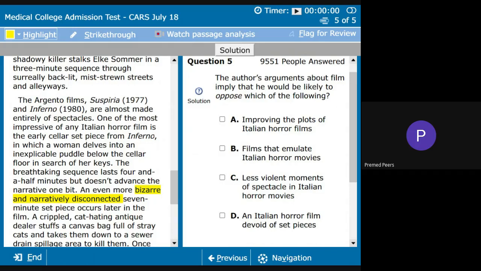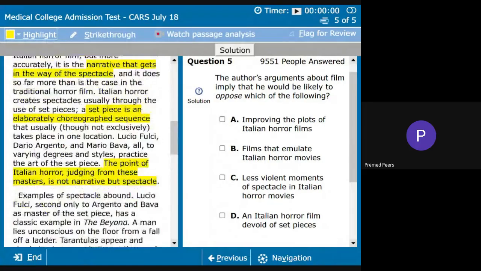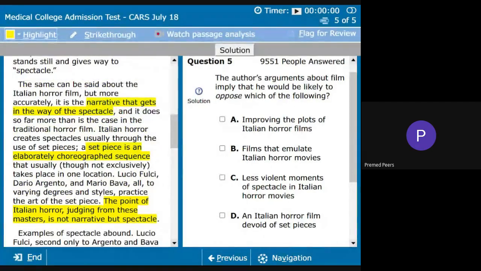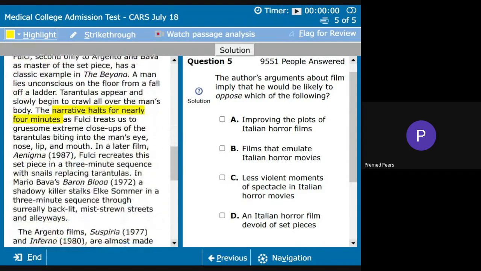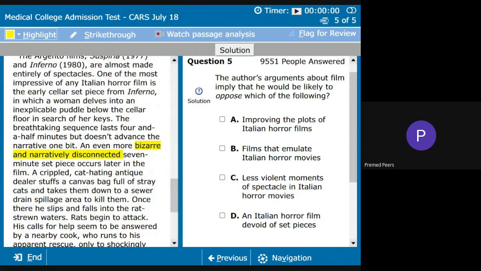And then D, would the author oppose an Italian horror film devoid of set pieces? This one makes the most sense, because the set piece is one of those characteristic aspects of spectacle, and the author takes so much time to describe what different set pieces look like to the reader. So you can infer that the author considers the set piece to be really important to Italian horror film. So yes, D is the correct answer. Any questions over that or the rest of the passage?